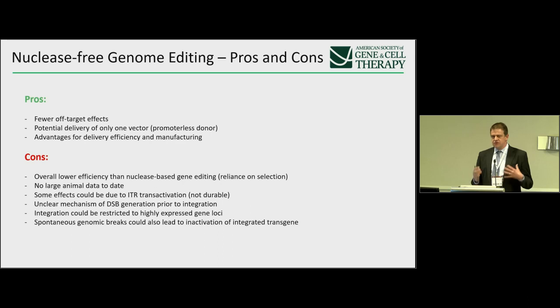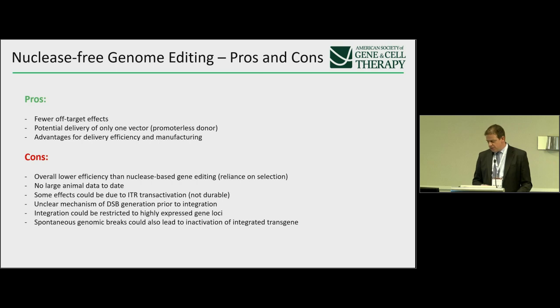So to summarize the nuclease-free genome editing part, there are lots of pros. Obviously, there's the promise that there are few off-targets. There's the promise that you only need to deliver one AAV vector, the transgene, for efficient integration. And of course, this would have advantages for delivery efficiency and manufacturing. The concern at this point is that you have overall lower efficiency, and some of the approaches actually rely on selection. Also, today there's no large animal data yet. Some effects could be due to ITR activation. People have shown the ITR has some intrinsic transactivation activity, and of course these effects would not be durable.